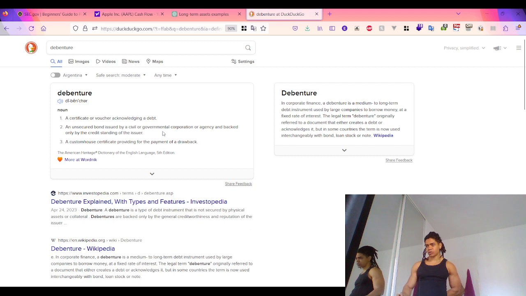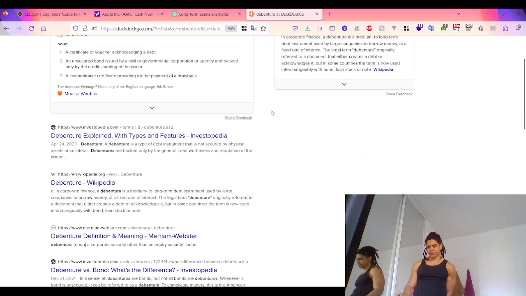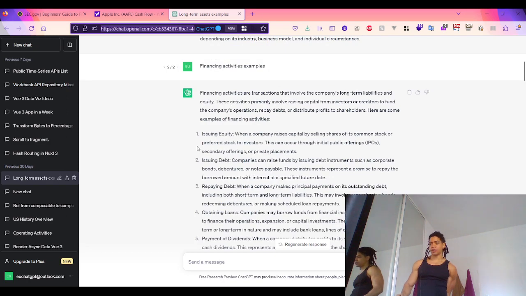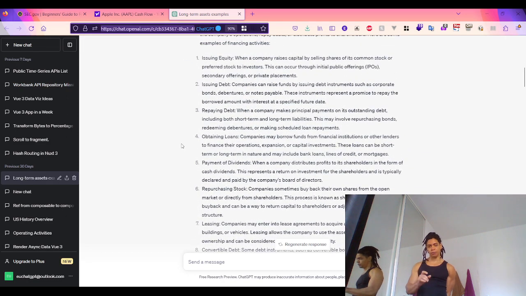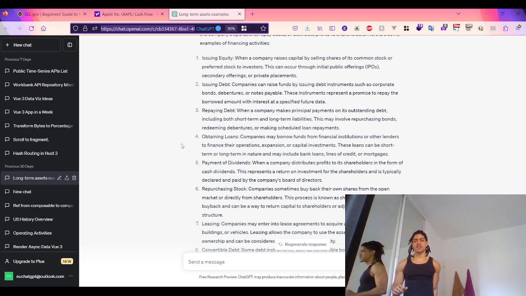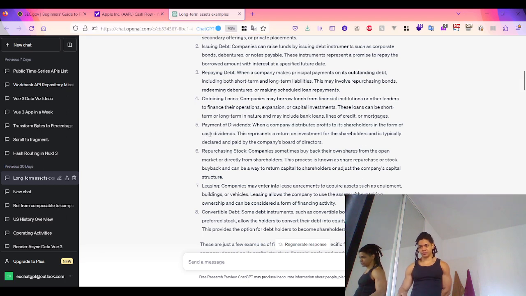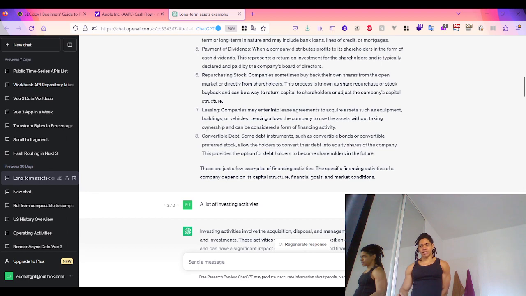Debentures: a certificate or voucher acknowledging a debt. Repayment of debt, payment of dividends, purchasing own equity, or equity repurchase, repurchasing stocks like that. So obtaining loans, leasing, which is a financing activity. Leasing is an agreement that allows a company to use a particular asset without taking ownership of it. Leasing and convertible debt.